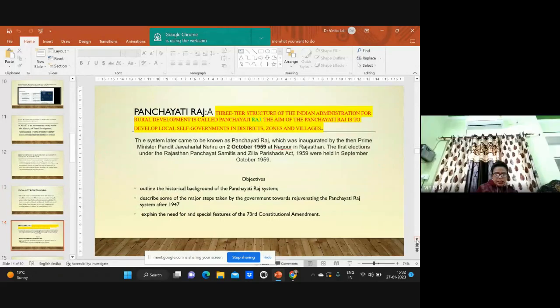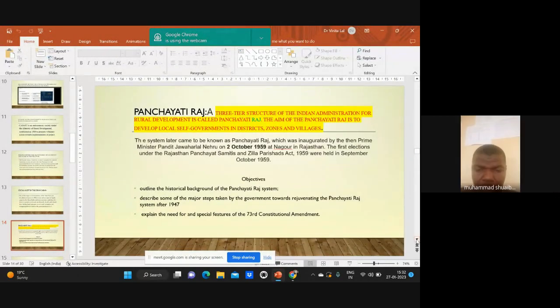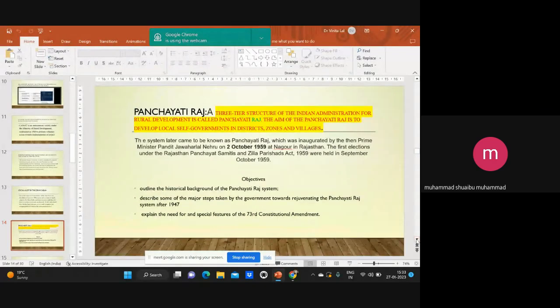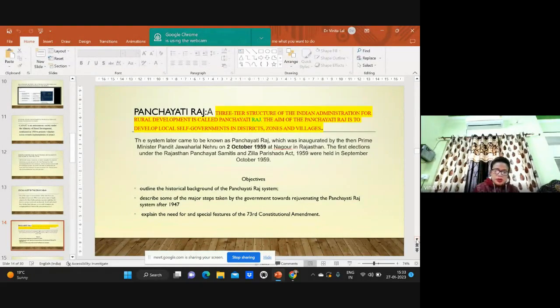And the Panchayati Raj. Now we come to the Panchayati Raj. Panchayati Raj is a 3-tier structure of the Indian administrative system. Panchayati Raj was inaugurated by Indian Prime Minister Pandit Jawaharlal Nehru on 2nd October 1959 at Nagaur.